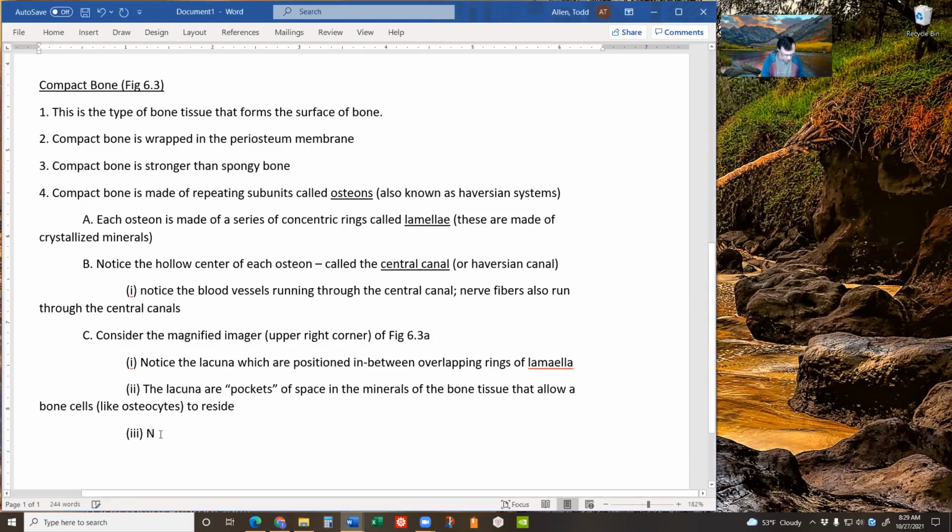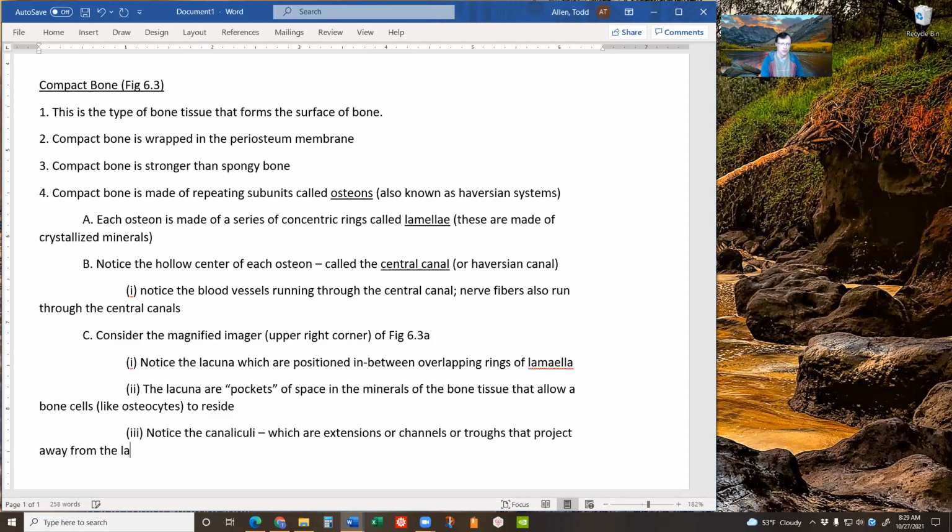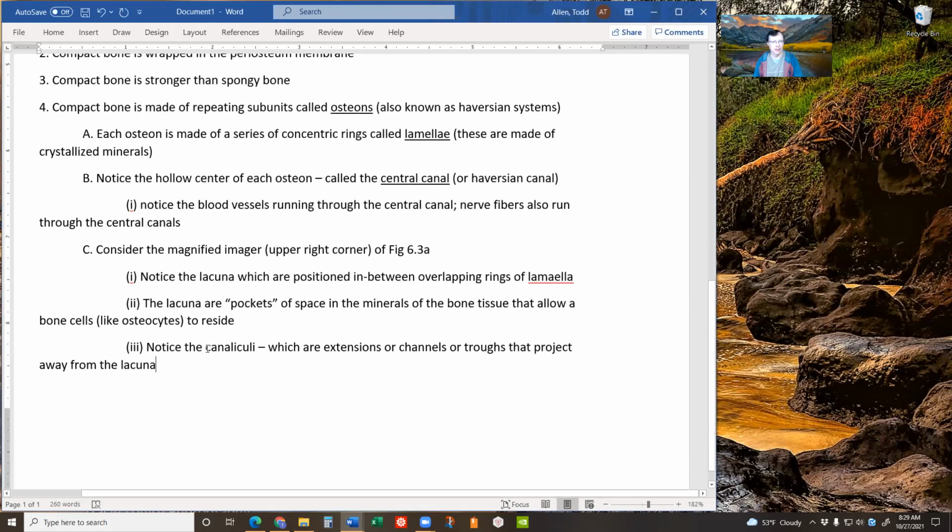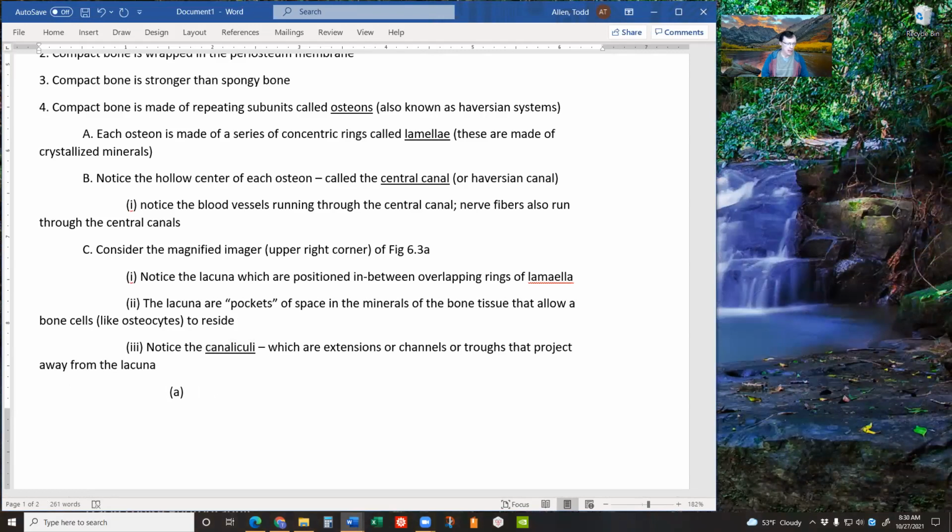Okay, so notice the canaliculi, which are extensions or channels, you pick your word, or troughs that project away from the lacuna. Kind of an odd word, that word canaliculi. All right, the purpose of the canaliculi is to allow your bone cells to reach out tiny little cytoplasmic extensions.